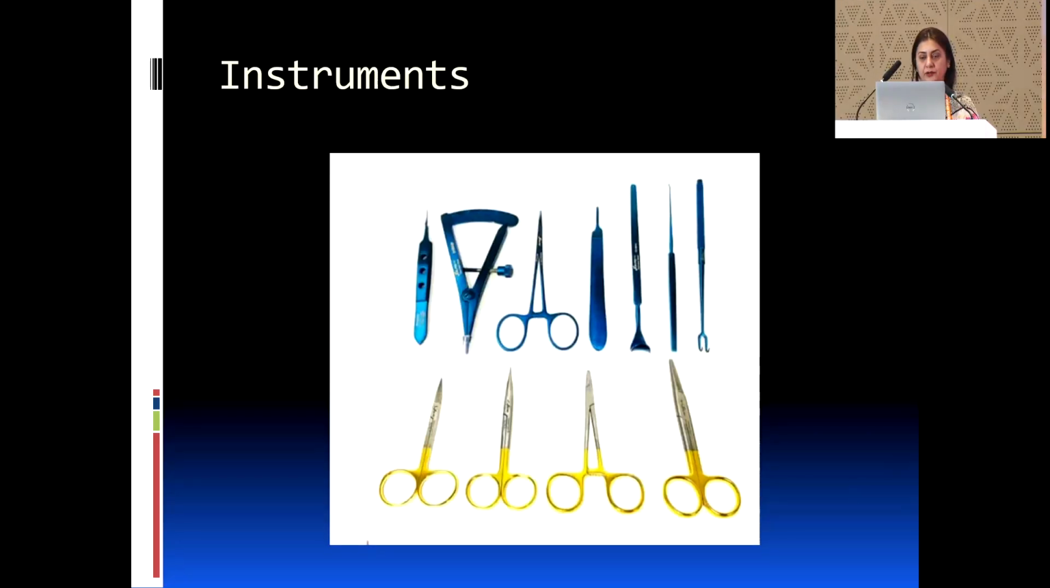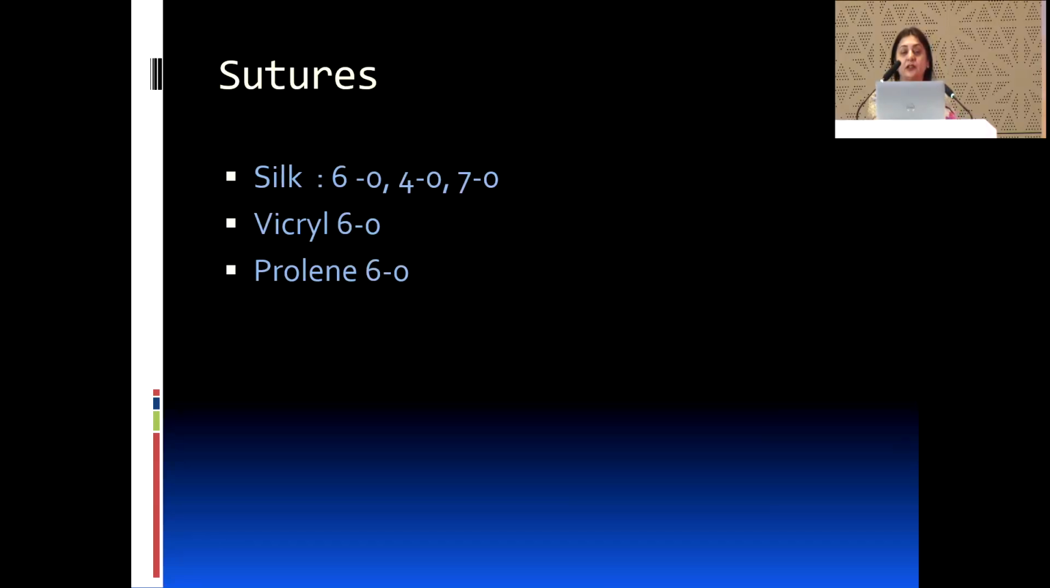This is a basic set of instruments. So if you see, we will need calipers, blunt-tipped scissors, sharp-tipped scissors, BP handle, retractors, a very good forceps, and a needle holder. They are very important. If your forceps and needle holder is not good, it's a very simple thing, but you will falter. You will not be very comfortable.